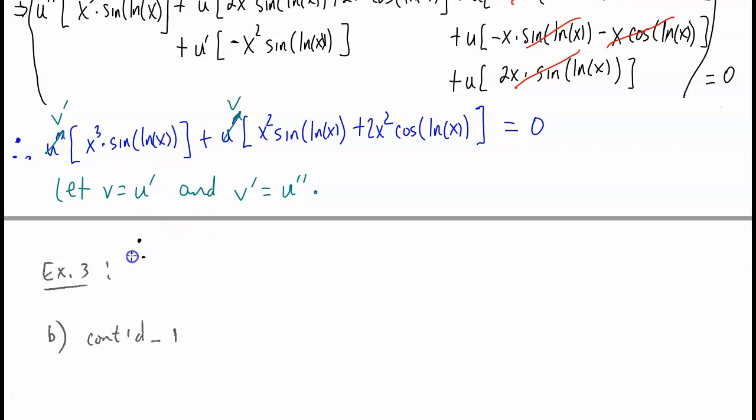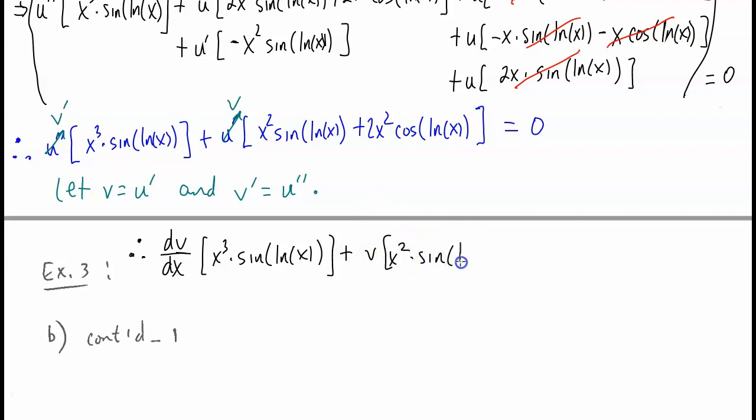Okay. So therefore, I'm going to write v prime as dv over dx because we'll need that later on. And this will be x cubed times sine of natural log of x here. And this v here, this will just be v times x squared times sine of natural log of x plus 2x squared cosine of natural log of x.